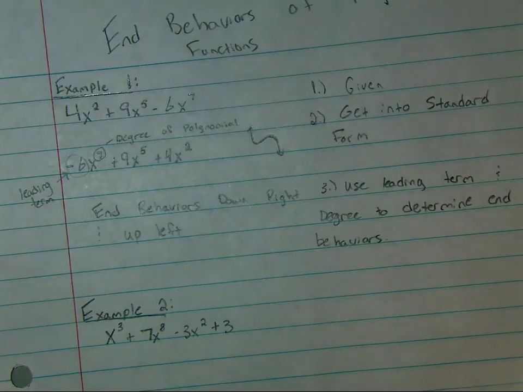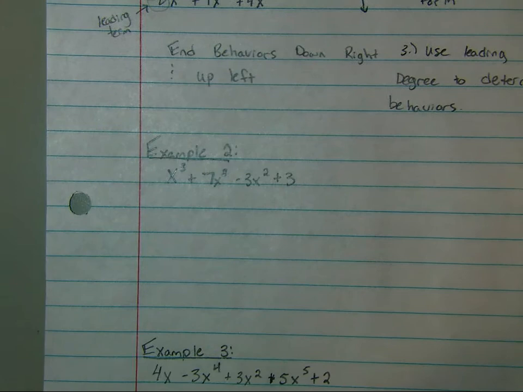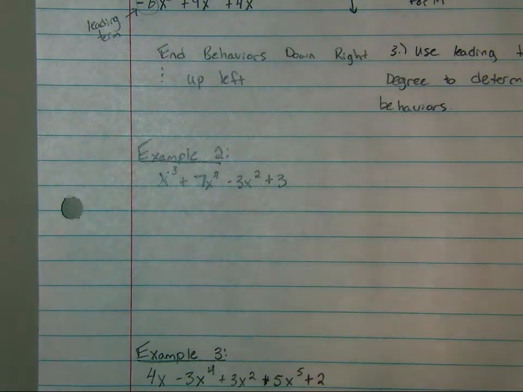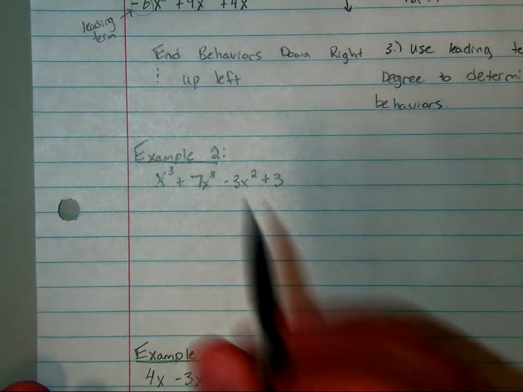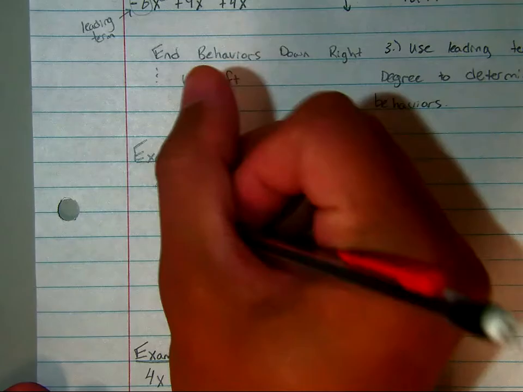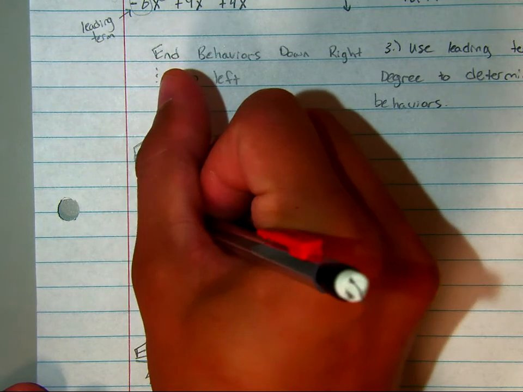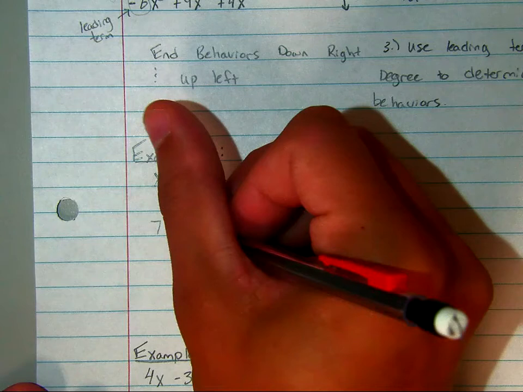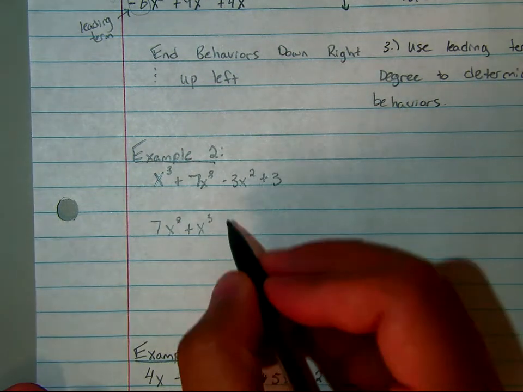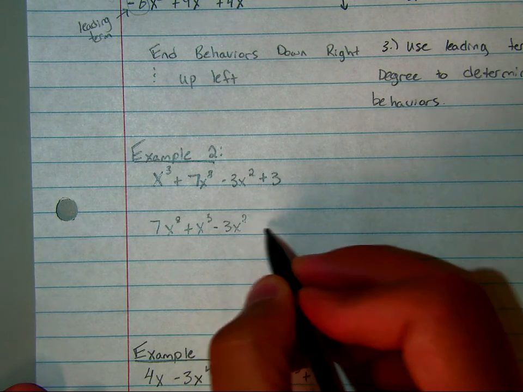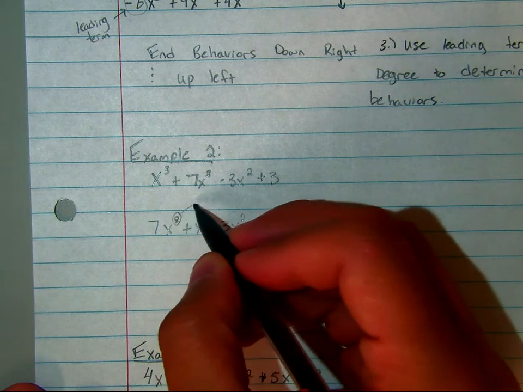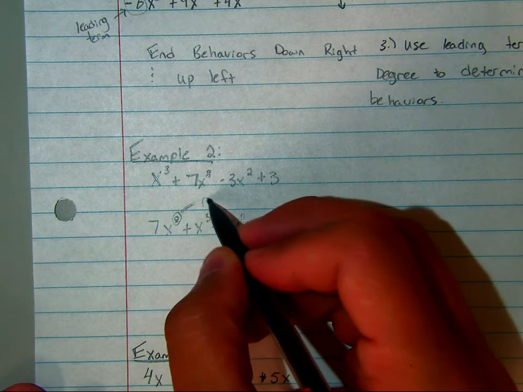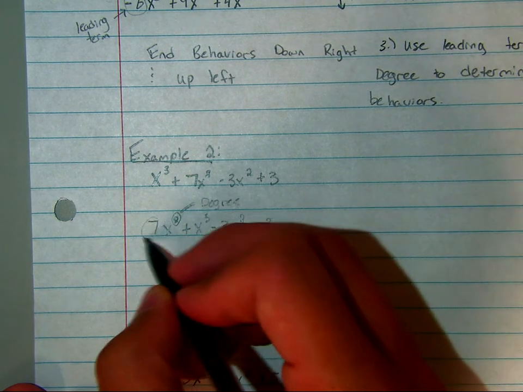Alright, so let's look at another example. Example 2. Again, it's not in standard form, so we want to get it into standard form. I look here and see that 8 is my largest, so I'm going to put 7x to the 8th. Then x to the 3rd is my next one, negative 3x squared is my next one, plus 3. This is my largest one; my largest exponent is my degree, and this is my leading term.